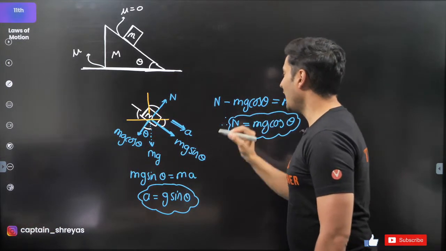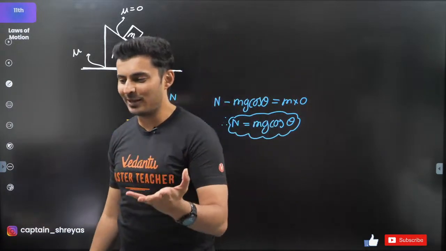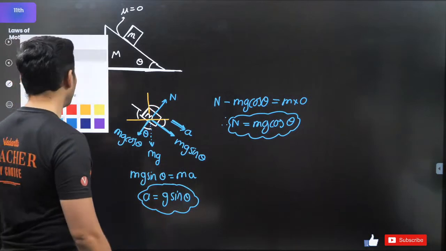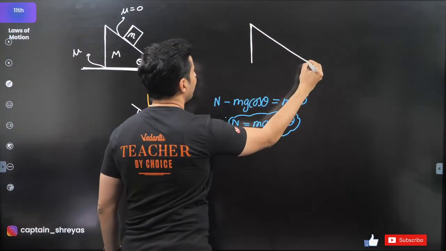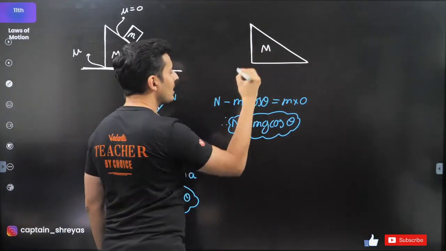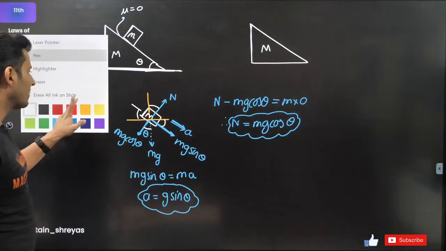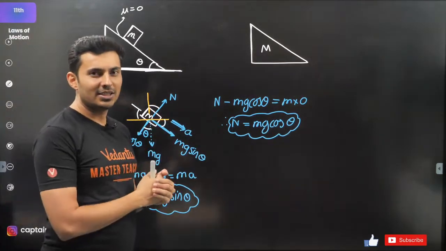Great. Now, I don't want to stop here. How about drawing the free body diagram of the wedge? Because you will learn a lot once you draw the free body diagram. So let's try to do this. If I draw the free body diagram of the wedge, can you think about all the forces that will act on the wedge? Come on, my warriors.